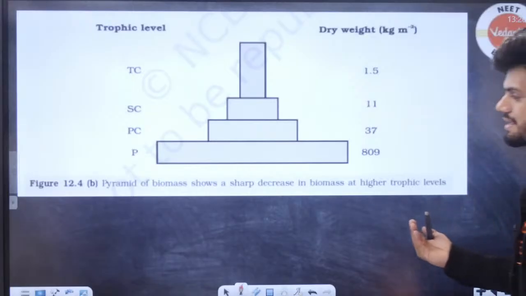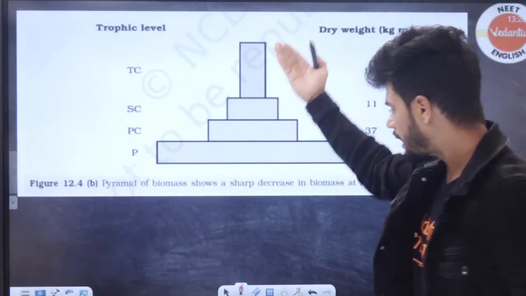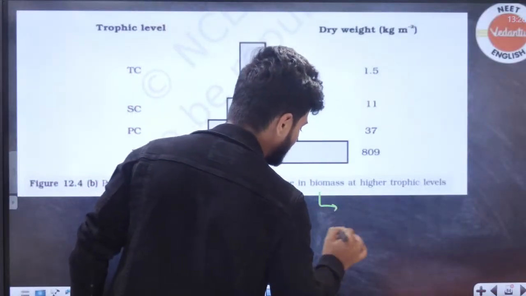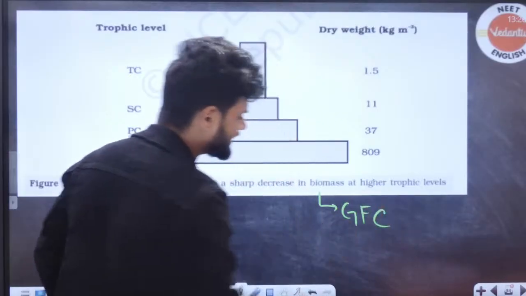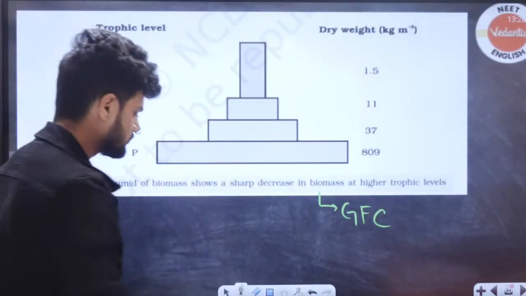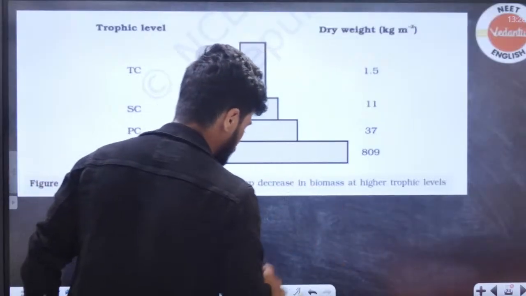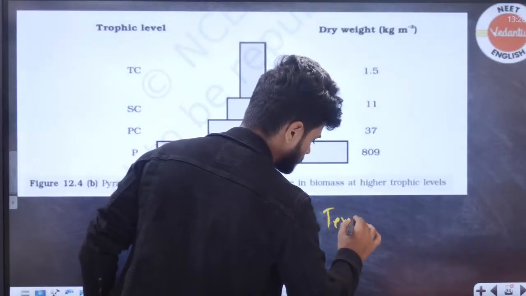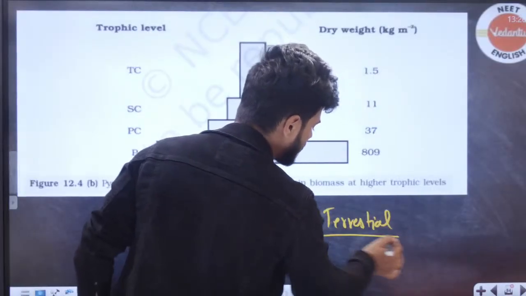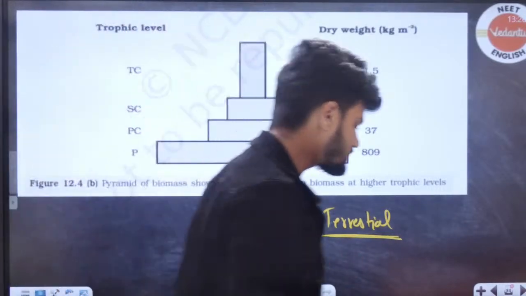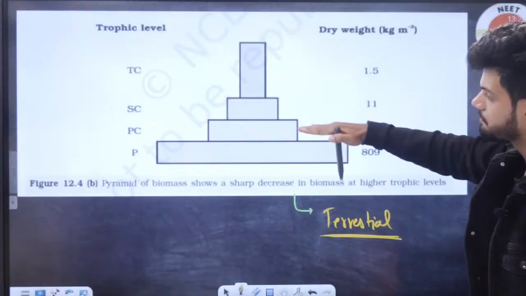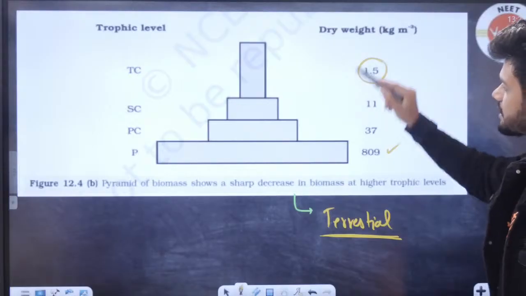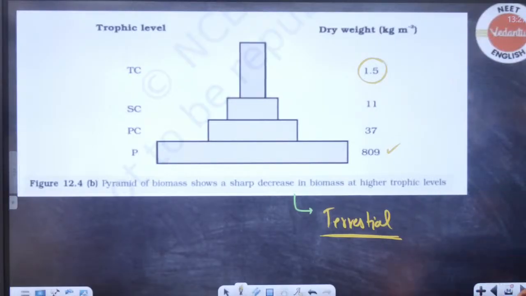Then we have the pyramid of biomass, which is upright here. The pyramid of biomass is upright in the case of the grazing food chain, or let's say terrestrial ecosystem. In the case of a terrestrial ecosystem, it is upright. As you can see, primary consumer, secondary consumer, tertiary consumer, biomass is decreasing as we go up, because they are very few in number also.